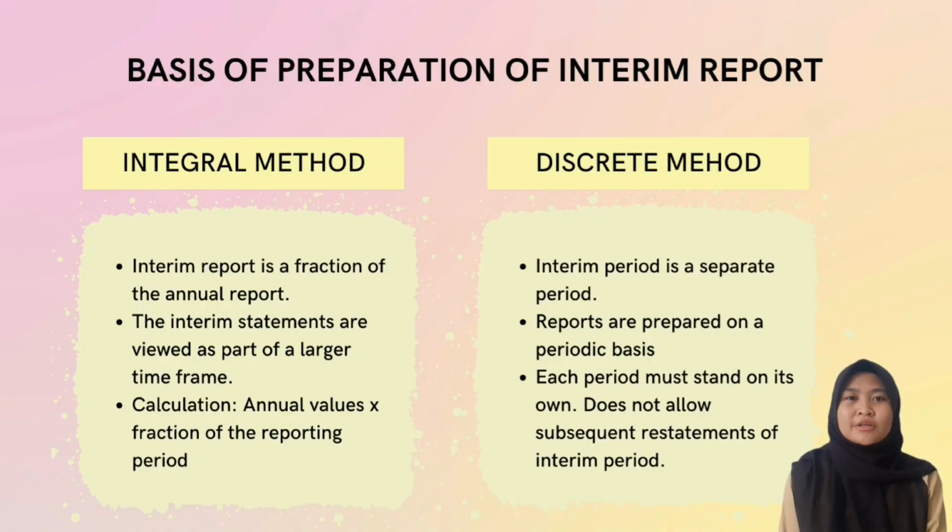Basis of preparation of interim report. There are two bases of preparation, which are the integral method and the discrete method. For the integral method, the interim report is a fraction of the annual report. The interim statements are viewed as part of a larger time frame. The calculation for the integral method is the annual value multiplied by the fraction of the reporting period. The annual financial statements should not be different just because of the frequency of interim reporting.